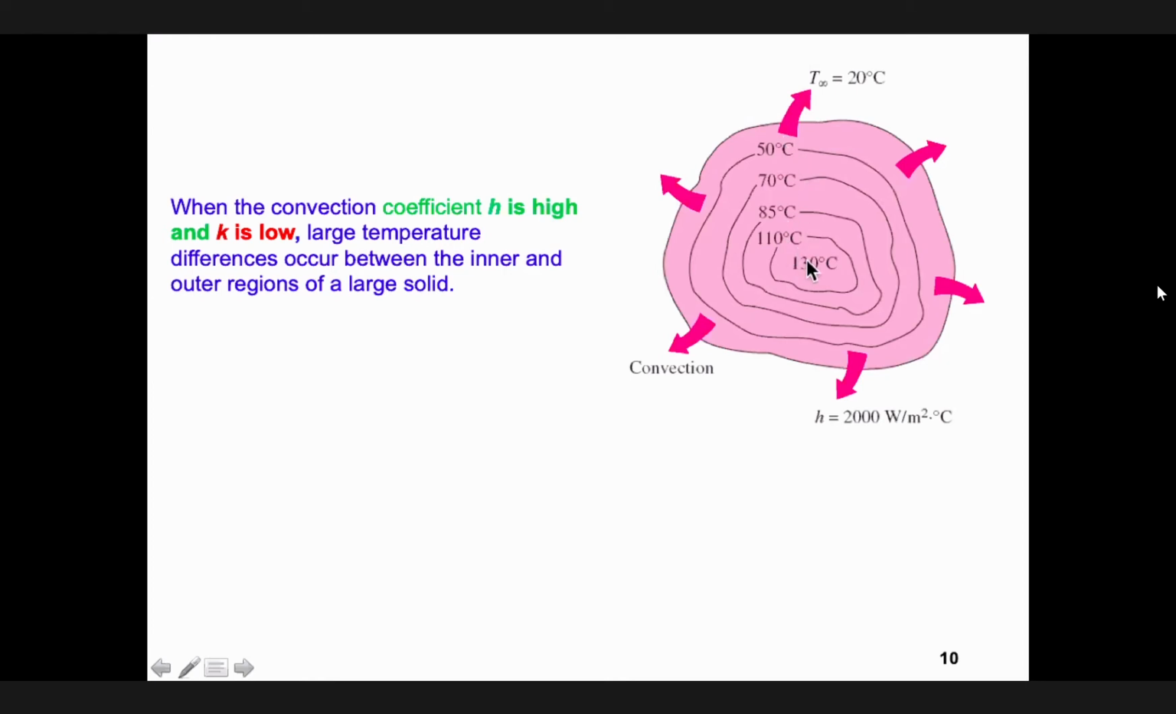At the center it is 130, but as I go slowly to the surface, the temperature changes. Therefore, you can see I have some temperature variation. This indicates I cannot assume lumped system analysis, okay?